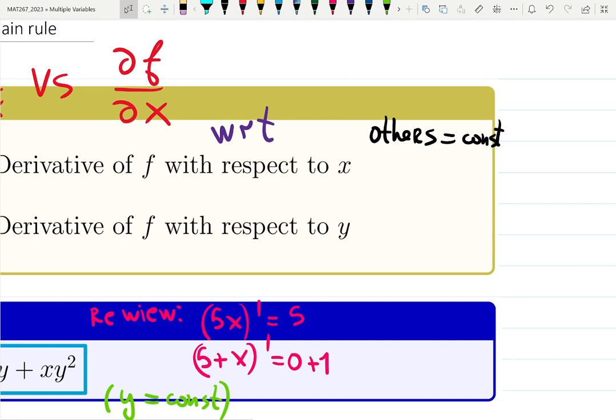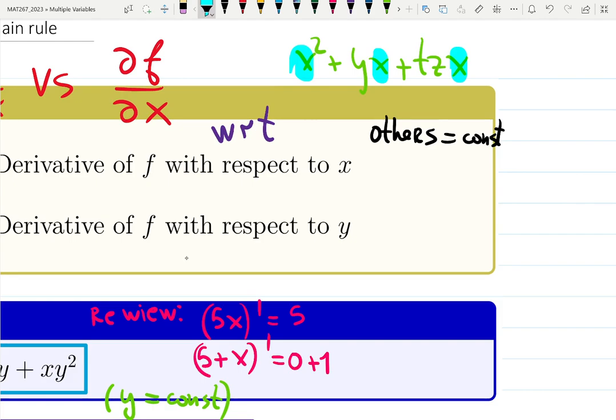There can be many. So if it is x squared plus yx plus tzx, if I'm differentiating with respect to x, only x is a variable. Everything else becomes a constant. That's what we're doing here.